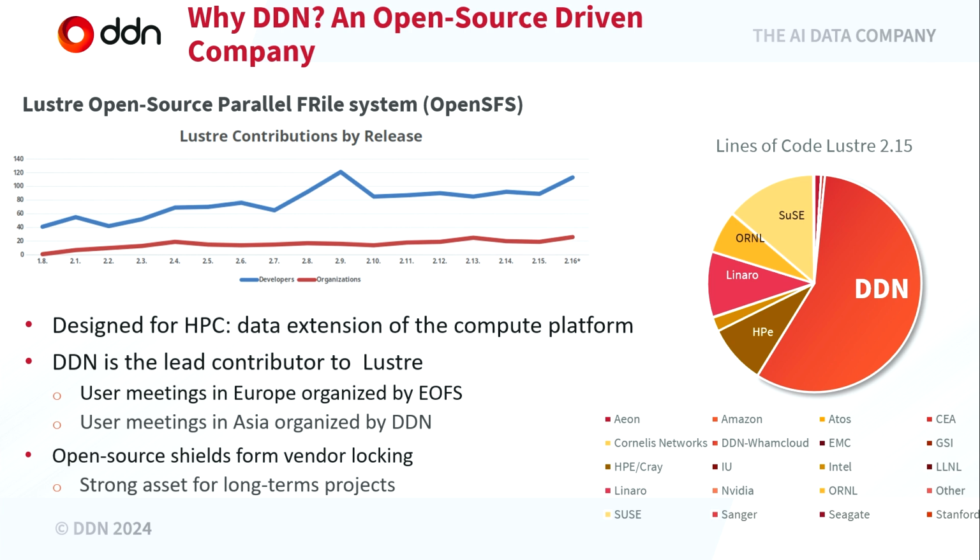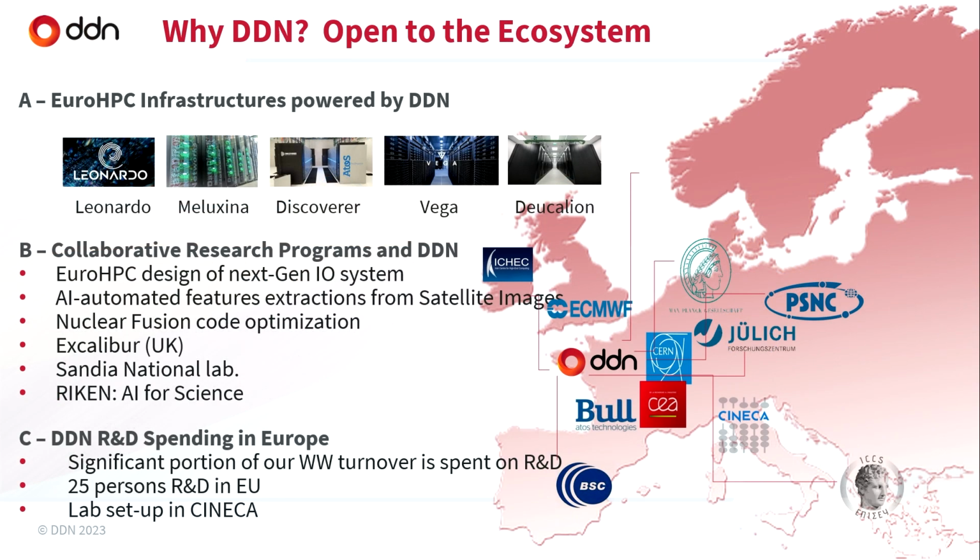We take this open source file system, we industrialize it, and we sell it as a product in the name of EXAScaler. Because we have this open source mindset, we are, by design, open to collaboration. So we are an actor in this ecosystem, European and a bit larger as well. It means that we are running European projects, Horizon 2020 or Horizon Europe today, or EuroHPC. We did some work in the UK with ExCALIBUR as well. We have some initiatives in the US.